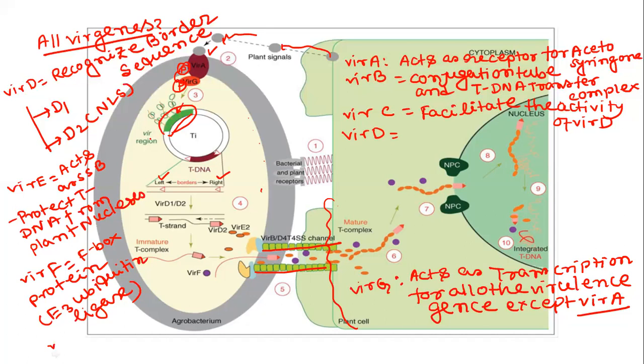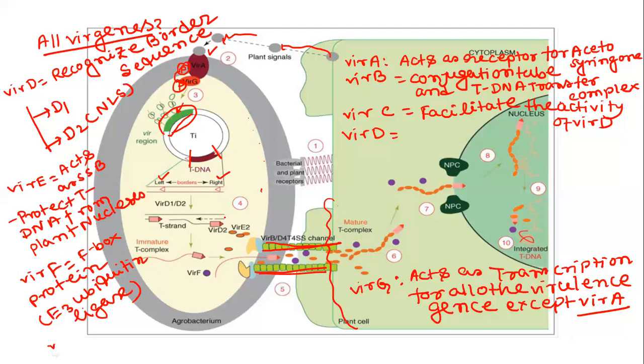VirB forms the conjugation tube. These are conjugation tubes so that the transfer can occur, and VirC facilitates the activity of VirD. VirD induces the cut here. VirD induces the cut, and VirE. VirD has two parts, D1 and D2. D2 acts as a nuclear localization signal, because the T-DNA has to transfer through the pore complex or the conjugation tube into the plant cytoplasm.